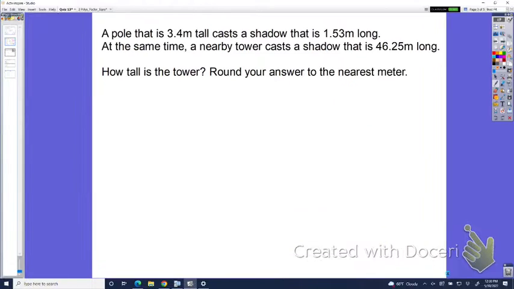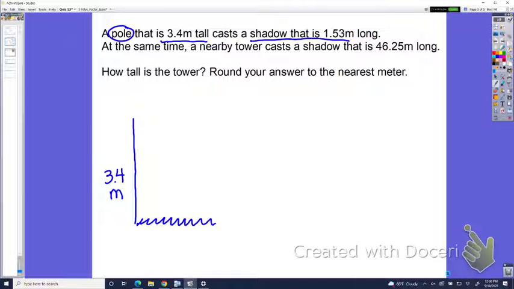The third type of question is an indirect measurement. So if it doesn't give you a picture, it's helpful to draw one first. So we have a pole that's 3.4 meters tall, so I'm just going to draw this. Label it 3.4 meters. It has a shadow that's 1.53 meters long. This is the shadow.